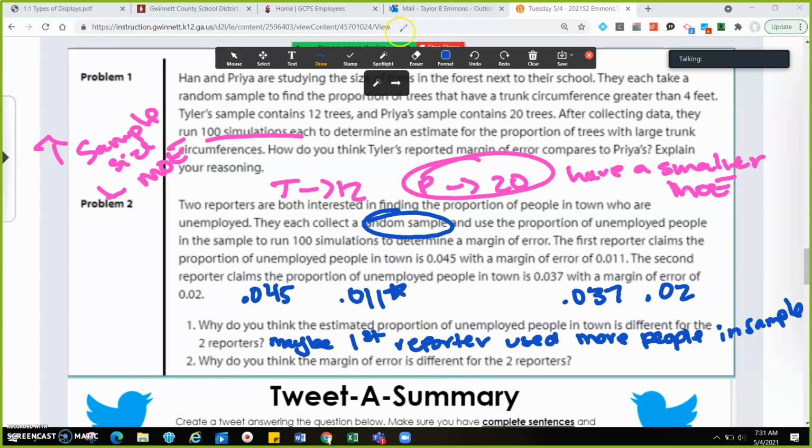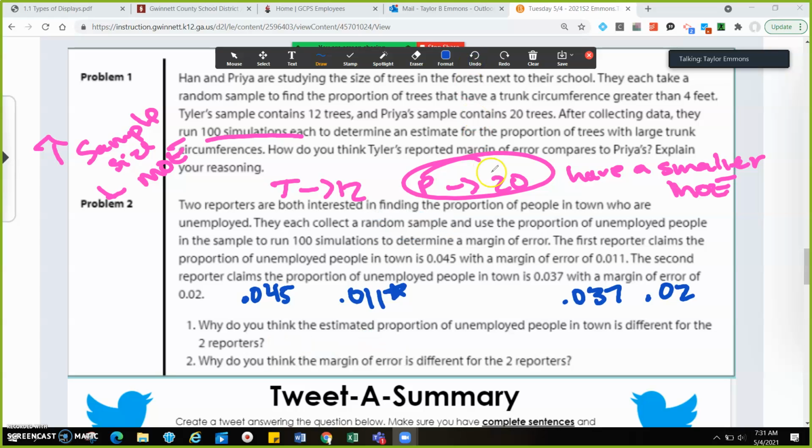Oh, I'm sorry. Let me answer that question first. Why do you think the estimated proportion is different? Okay, so we're looking at 0.045 compared to 0.037. Well, if you take a random sample of different people, same population, you're going to get some variability. If I take 10 people and I take 3 of them in a sample randomly, I'm going to get some different results, no matter who I'm pulling, right? There's still variability, so it's still going to be around a certain area. That's why we have that margin of error, right? It accounts for those random samples.